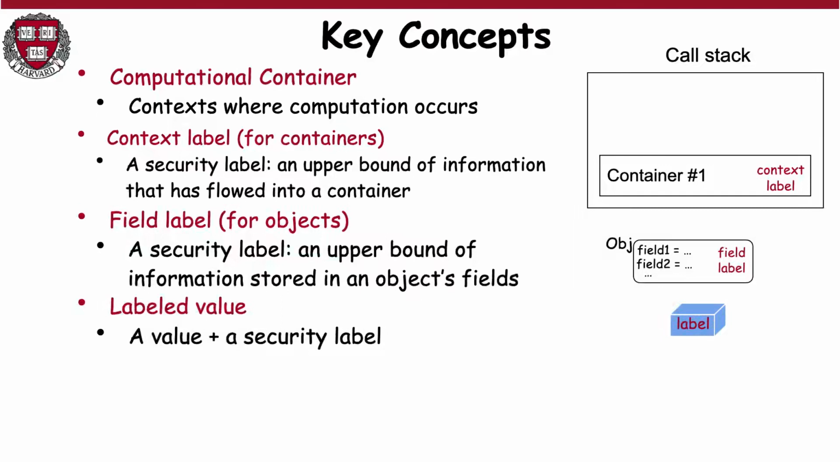The fourth concept is labeled values. A labeled value is a pair of a value V and a security label L that is an upper bound on the information on which V depends. Labeled values are used often in dynamic IFC mechanisms such as LIO. Intuitively, a labeled value can be passed around by a container without the container's context label being raised, so long as the container does not examine or compute on the value V. A container can unlabel a labeled value, which raises the context label to at least L and allows the container to compute with the value V.